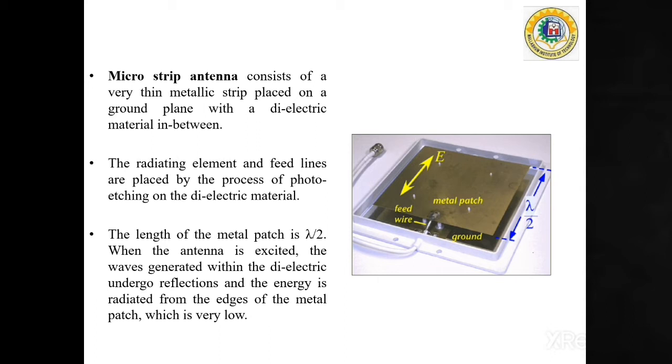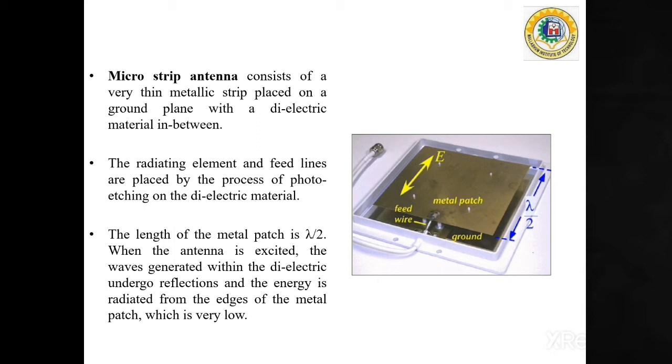A microstrip antenna consists of a very thin metallic strip placed on a ground plane with a dielectric material in between. In the figure we can see that there is a metallic patch which is fed by a feeding wire, beyond which we have the ground plane, and the dimension of the patch is lambda by 2. The radiating element and the feed lines are placed by the process of photoetching on the dielectric material. The length of the metallic patch is lambda by 2.